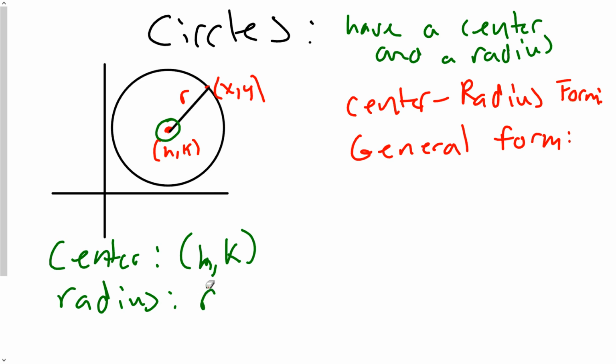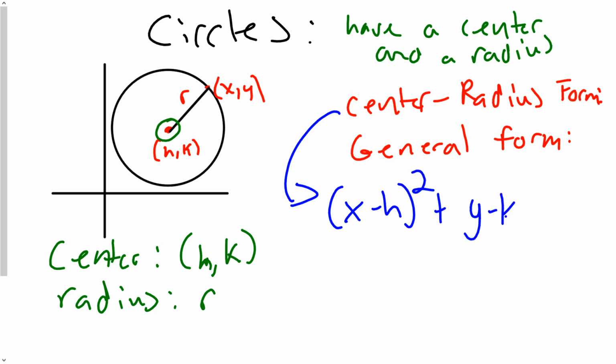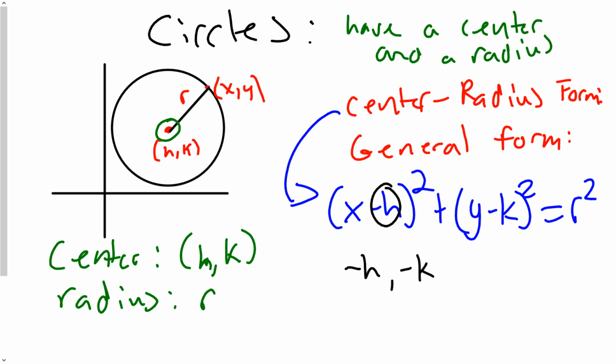And then the equation for the center radius form is (x minus h) quantity squared plus (y minus k) quantity squared equals r squared. So remember, those are squared, right? So this is our radius squared. If I actually want to find my radius, I would have to square root that number. And also remember, we have negative h here and negative k would be my center.